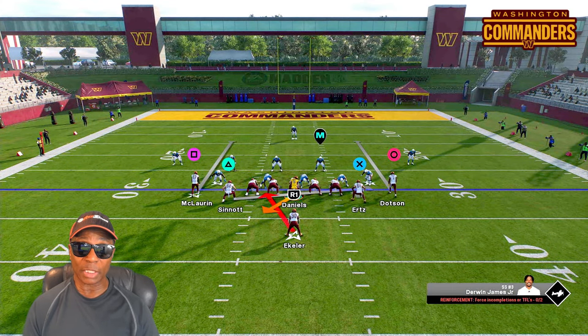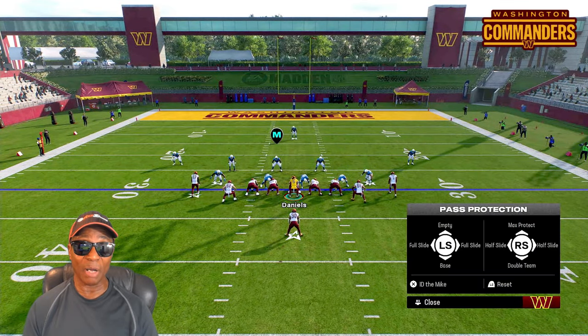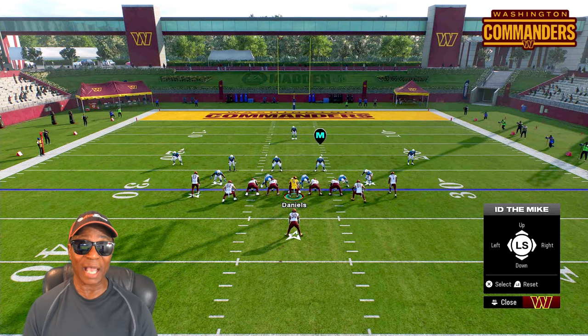And if you look, it says the mic is that right middle linebacker right there, right? But when I try to ID the mic, when I hit the left bumper, it says this guy, the middle linebacker, is the mic. So what I want to do is identify this guy as the mic. So we're going to move the left stick over to this guy. So you move the left stick and pick who you want to be the mic, okay?